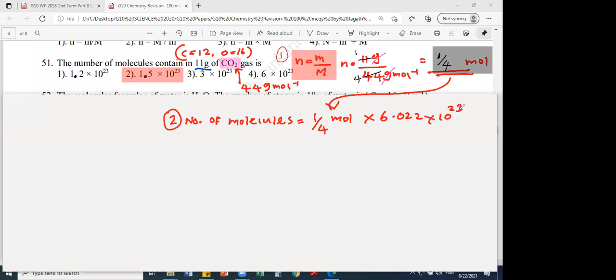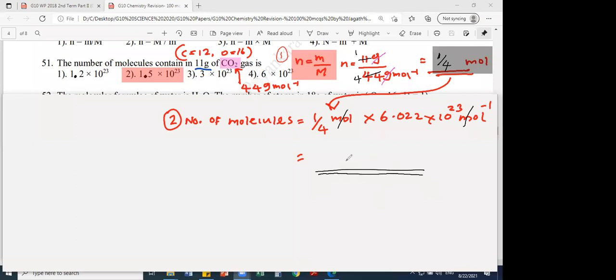Now see whether the units nicely get cancelled. Here 1 over 4 moles. This is per mole, mol minus 1. Then mole per mole get cancelled. Look at here: mol and mol minus 1 get cancelled. Then you get the final answer, number of molecules, no units. So that is just counting. So then you get the answer.